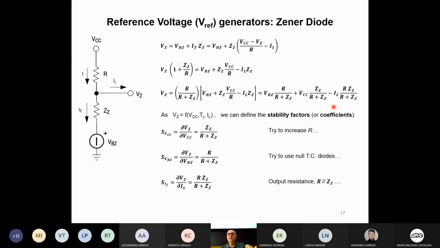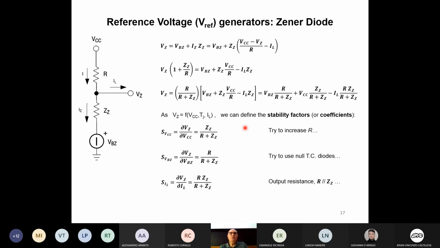Just have to derive it according to the variable VCC. And what I see is that I get 0 from here, but only the coefficient is left after doing the derivative. Okay, so I get ZZ divided by R plus ZZ. And that represents how much variation I have in VZ depending on VCC variations. What is the ratio between the variation of the output when I have variation in the input?